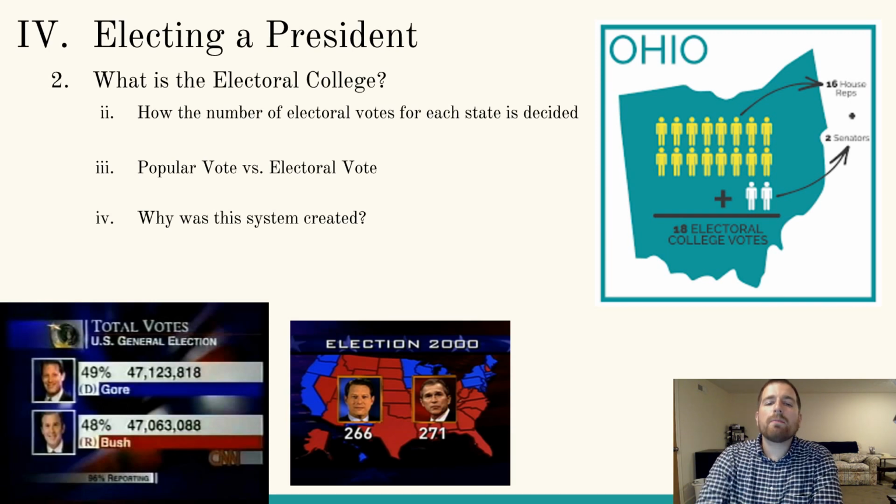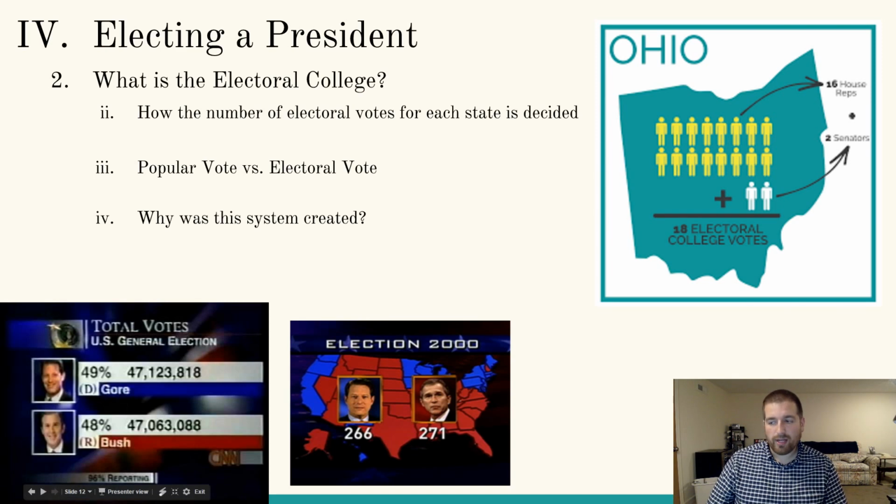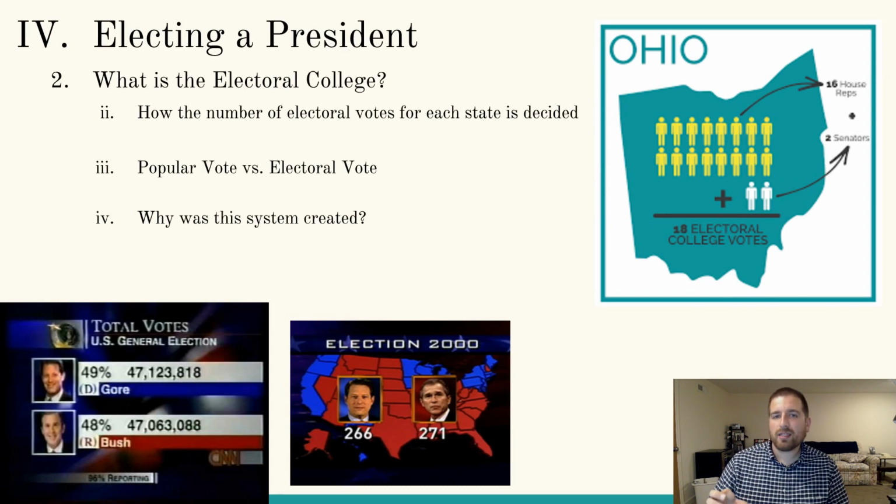So how are the number of electoral votes for each state decided? This picture here on the right shows how it's decided here in Ohio. It's a really simple math equation: the number of U.S. House representatives from your state plus the number of U.S. senators from your state. You put those two numbers together, and that is how many electoral votes you get.